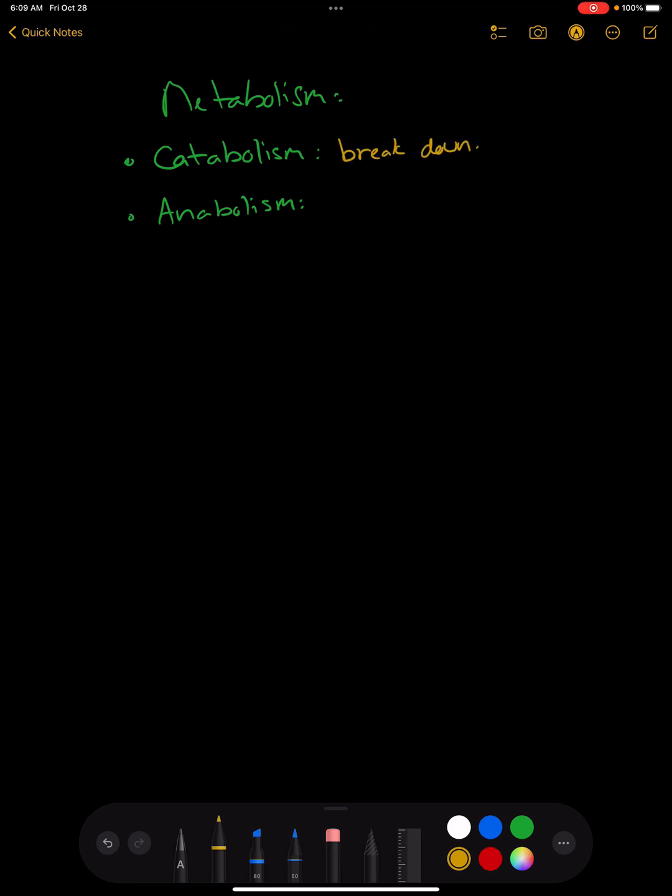Okay guys, this morning we're going to talk about metabolism. Now metabolism, remember we usually associate metabolism with making energy for our bodies, all right? But there's actually two types of metabolism. I have catabolism and I have anabolism. Now my catabolism, what this means in the shortest amount of words is that I'm going to break down something.